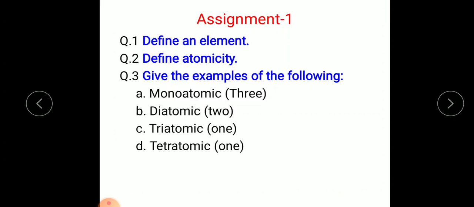Now, today's assignment number 1. Question number 1, define an element. Question number 2, define atomicity. Question number 3, give examples of the following. Monoatomic, give at least 3 examples. Diatomic, 2 examples. Triatomic, 1 example. Tetraatomic, 1 example.